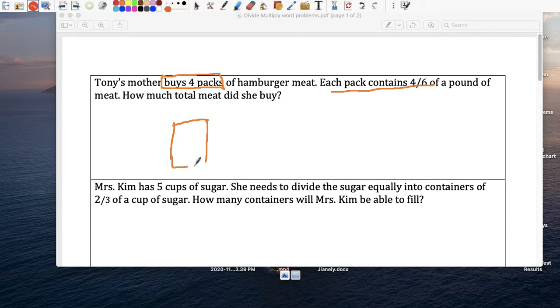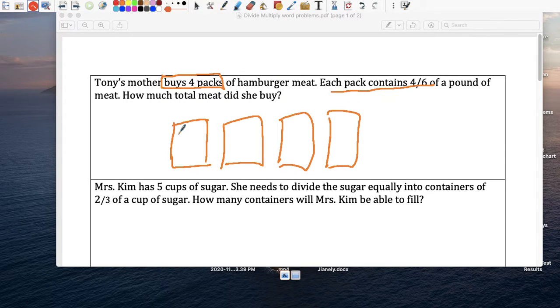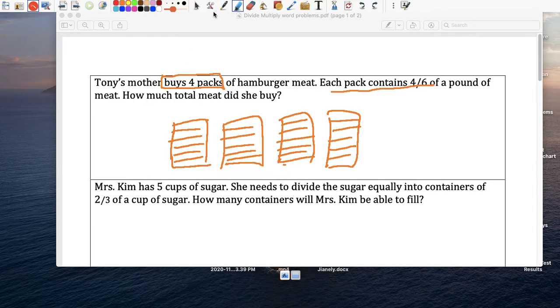Each pack contains 4/6. So this pack right here, 2, 3, 4 paquetes. And if we divide them in 6, 1, 2, 3, 4, 5, 6, and so on. And cada paquete had 4/6. Right, so let me go. 1, 2, 3, 4, 1, 2, 3, 4, 1, 2, 3, 4. So she bought 4 packs.